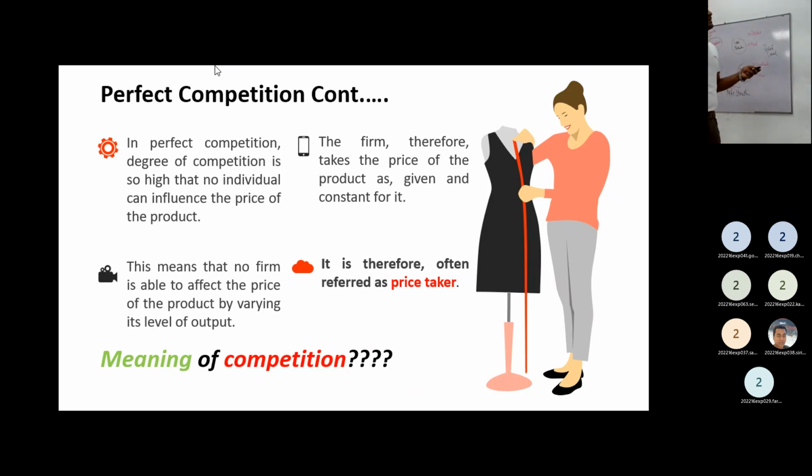The firm therefore takes the price of the product as given and constant for it. Accordingly, when it comes to the perfect competition market structure, we say those companies are price takers, right? Those companies are price takers. Whatever the price that prevails in the market, they have to accept it.